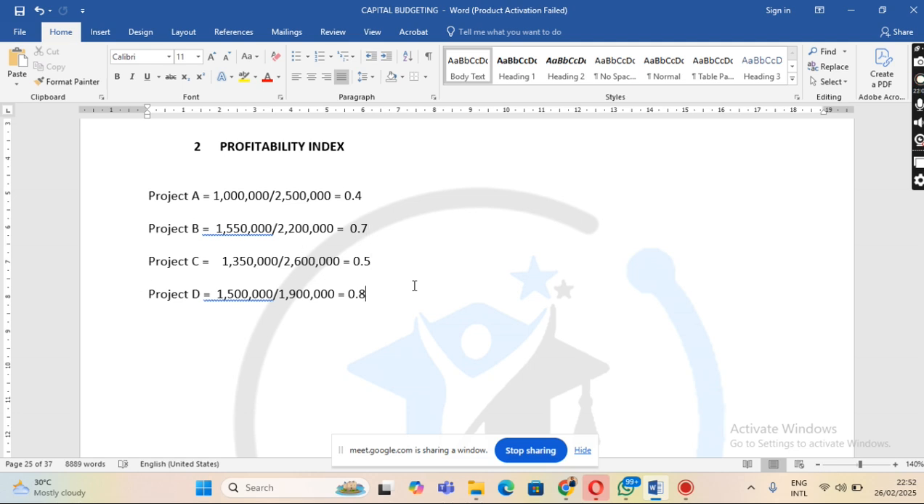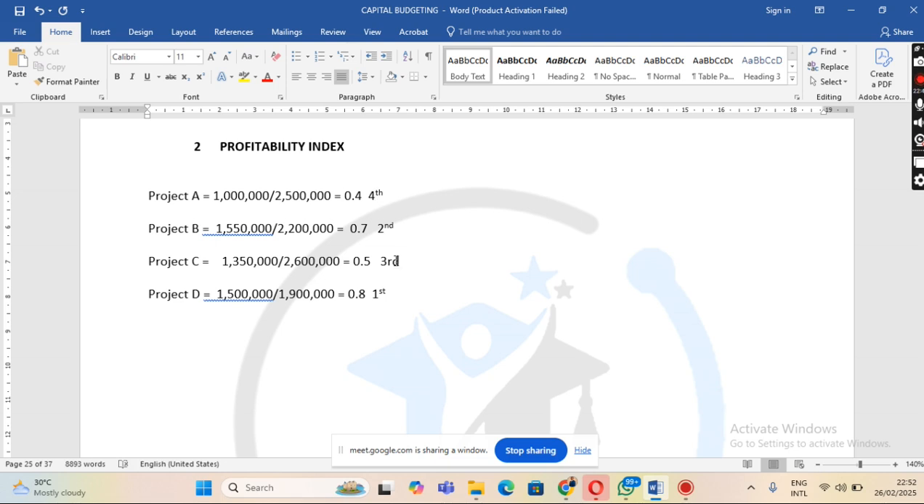Now, we rank first. Which one are we ranking first? Project D, which is first. That is the ranking. Which one are we ranking second? Project B. Then the third one is Project C. Then we have the fourth ranking.